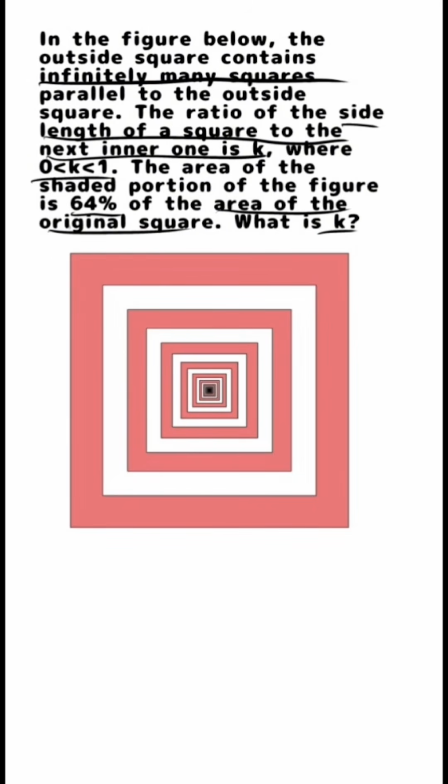What is k? Since the problem is asking us for a ratio, we can assume without loss of generality that the side length of the biggest square is 1. Now let p equal k squared.